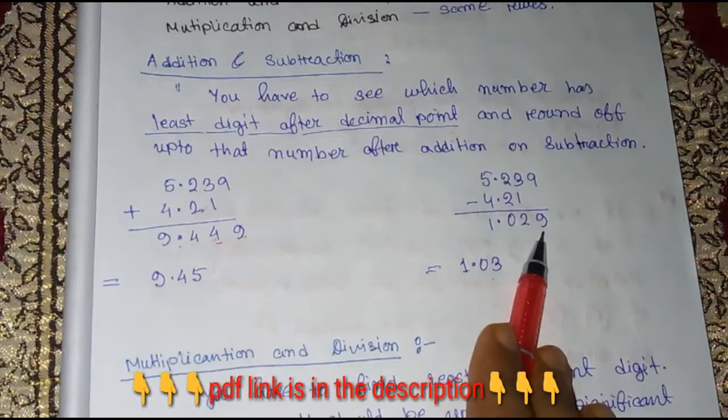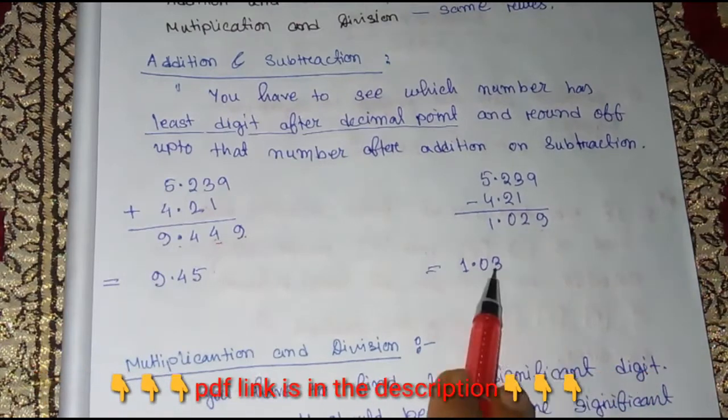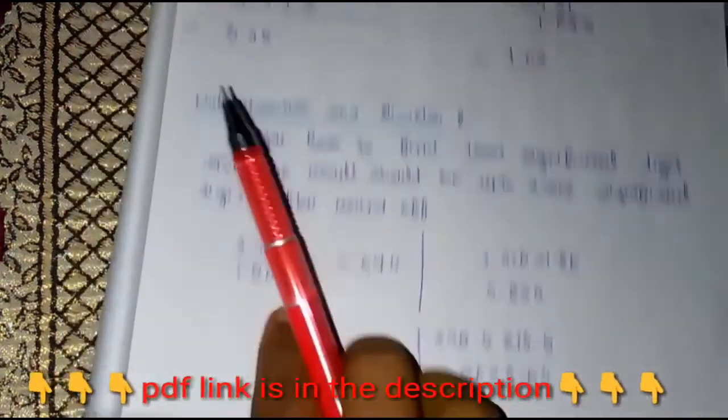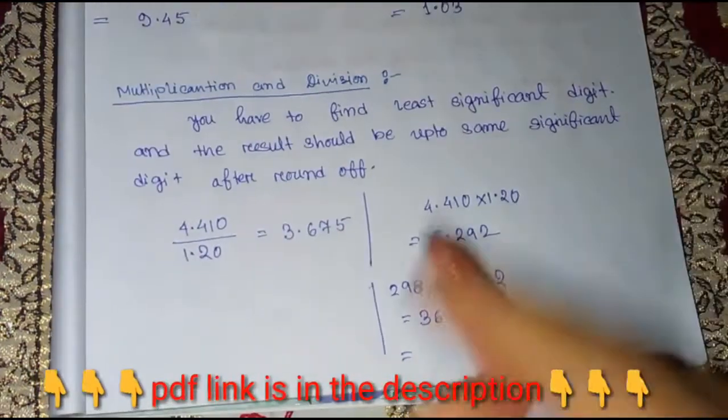So here you have seen that this one is 9, so it is greater than 5, so I have to round off this one. So 1.03 it comes. So this is the value. Let's see the multiplication and division.